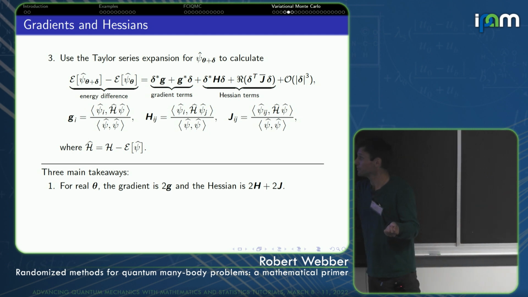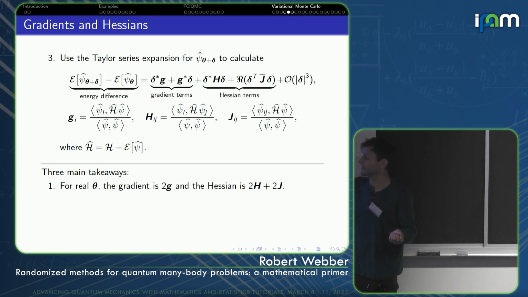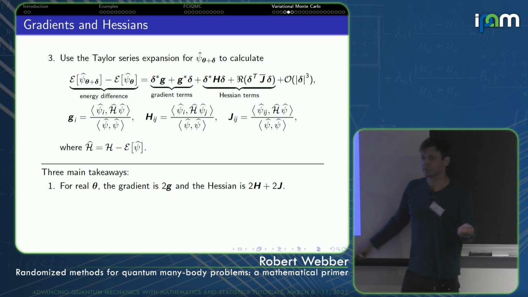If you've got real theta, the gradient is going to be 2g. The Hessian is going to be 2h plus 2j. If you have real valued parameters, these are going to be the gradients and Hessians.